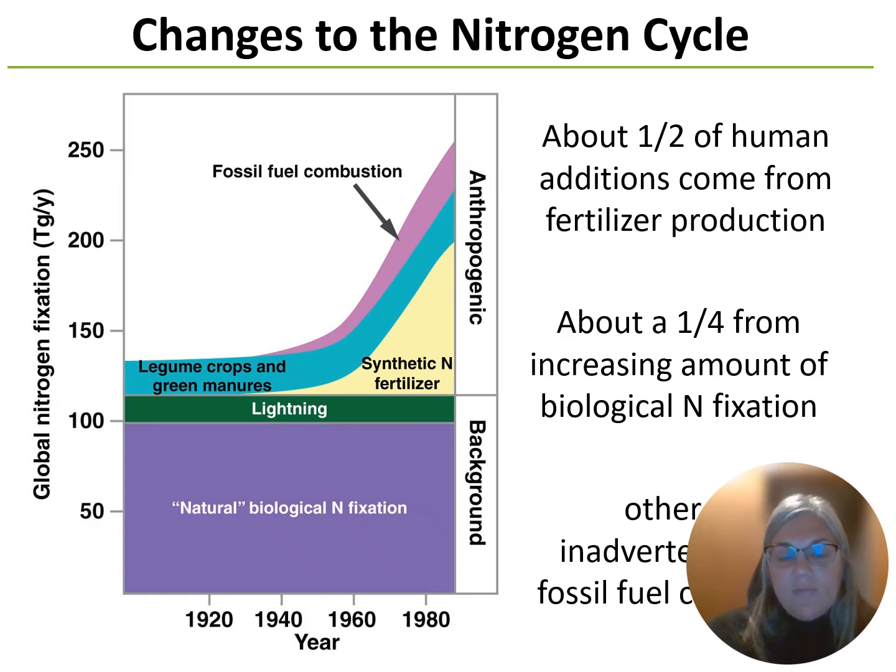And if you look at the totals there, our now more current anthropogenic fixation almost equals that of background. So we have doubled the amount of nitrogen in our globe, in our ecosystems, and that has consequences.